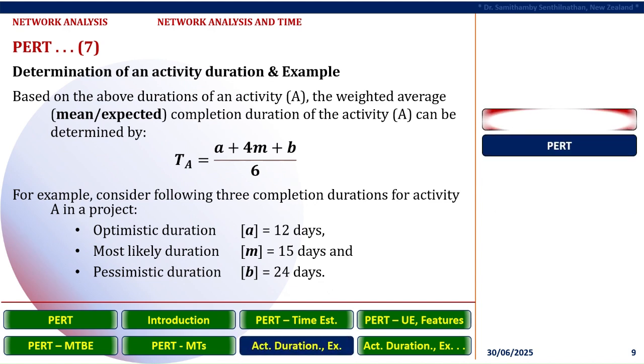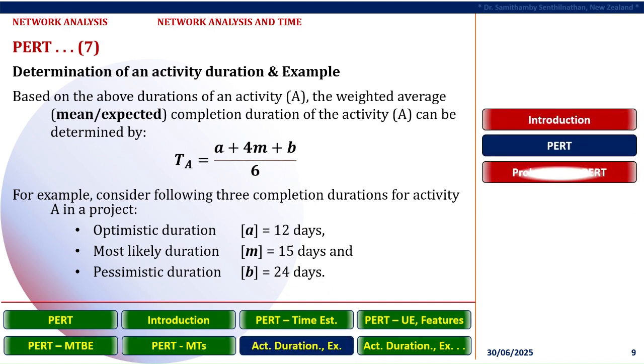Determination of an activity duration and example. Based on the above durations of an activity A, the weighted average, mean or expected, completion duration of the activity A can be determined by: time of activity A equals the sum of A plus 4M plus B, divided by 6. For example, consider the following 3 completion durations for activity A in a project. Optimistic duration, known as A, equals 12 days. Most likely duration, known as M, equals 15 days. And pessimistic duration, known as B, equals 24 days.